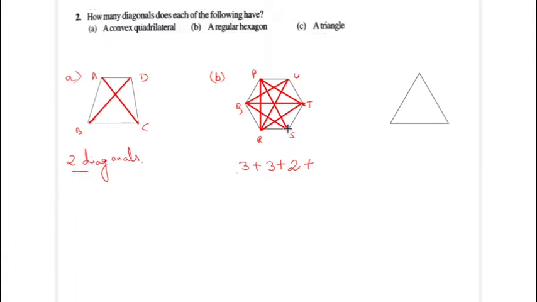Next is S. With S, other 2 points are already joined. Now we will join S and U. Okay, so S and U, SP, SQ. So we have already joined them. So here we have got only 1.